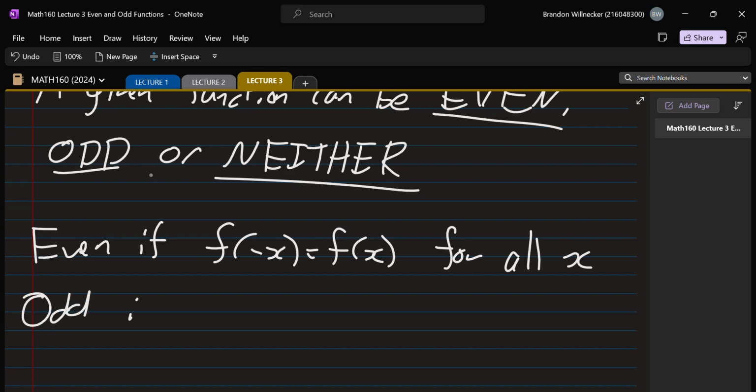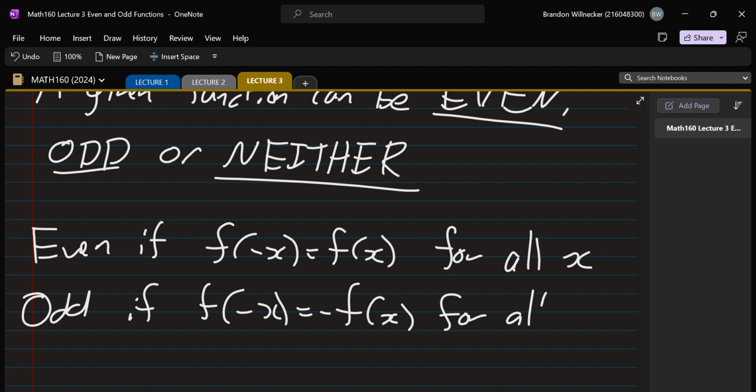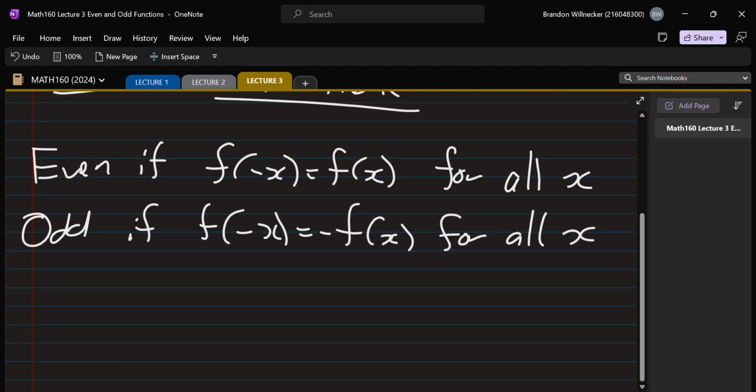It is odd if f of minus x is minus f of x for all x, and again, when I say for all x, I mean on its domain. There are a couple of classic examples of this. Please take these down as some examples just to illustrate which ones are even, which one is odd, and then we'll draw some pictures so that you can visually see what's going on. Okay, so examples.